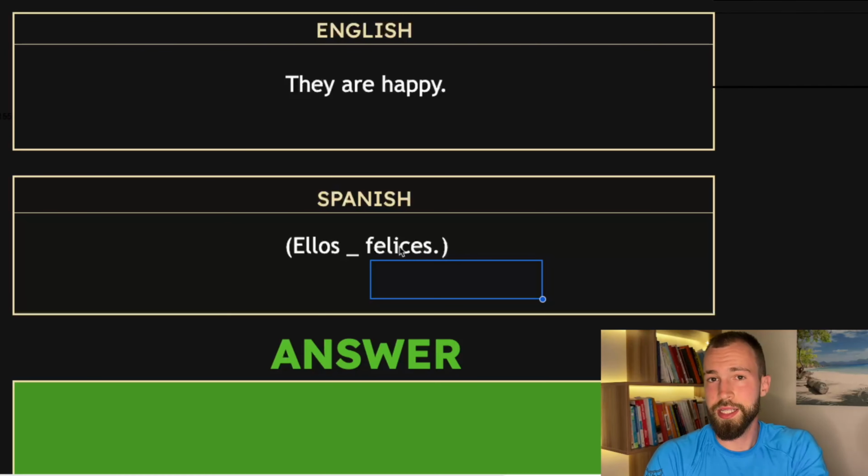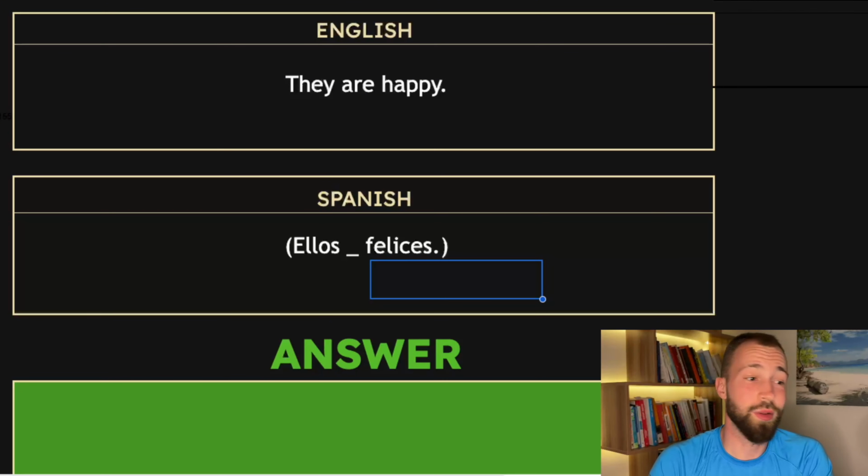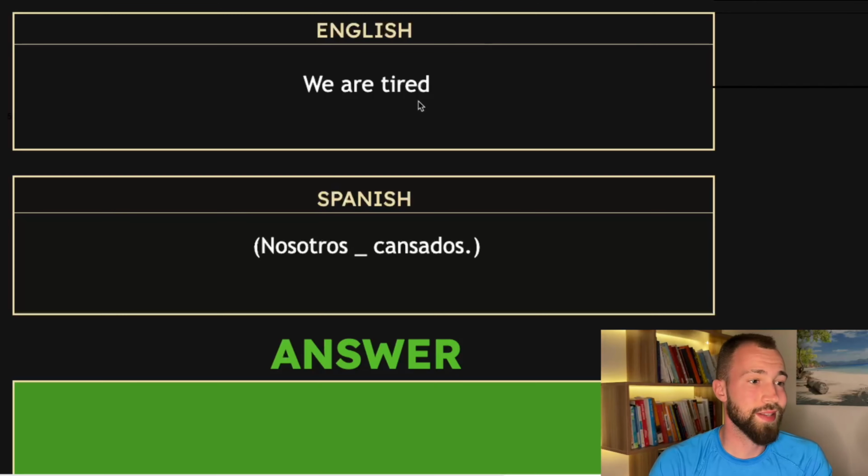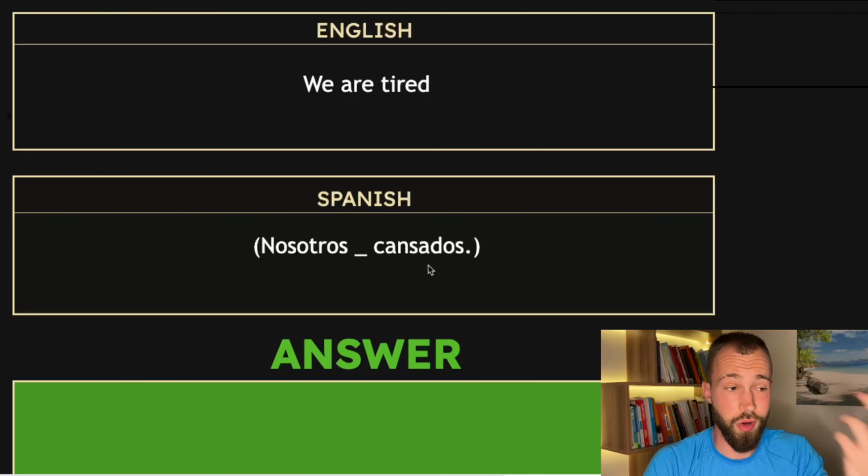And a good thing about an exercise like this is you learn new words. So maybe you didn't know that feliz means happy. Or maybe you did because of the song Feliz Navidad. But maybe you didn't. So now you learned a new word as well. And with each exercise, for example, here, tired, you learn new vocabulary. So now you know that it means cansado.